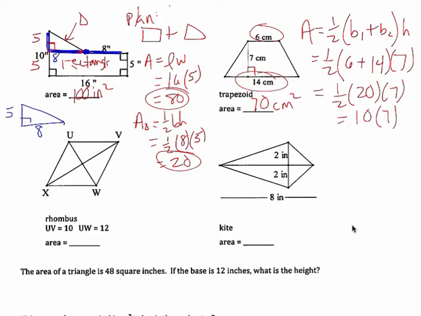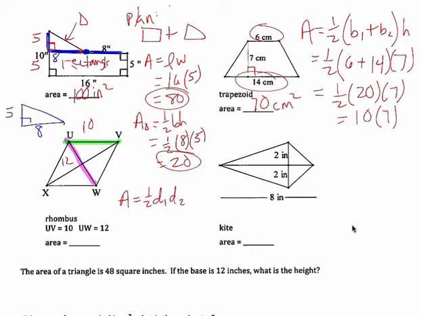On the rhombus down here, I have to look at what I have. It says UV, so from U to V is 10, and from U to, oh, I got that backwards. Let me start over. From U to V is 10, and from U to W is 12. Now remember, the area formula for a rhombus is 1/2 diagonal 1 times diagonal 2.